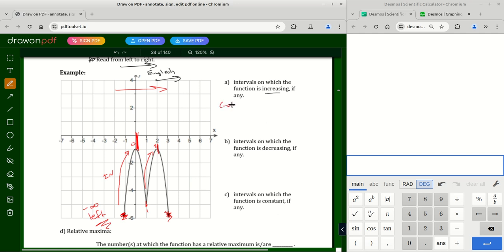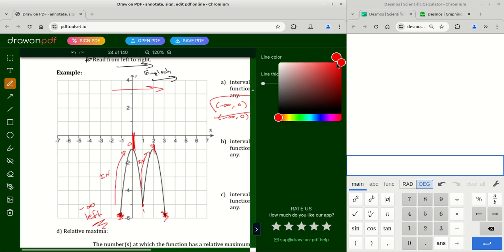So where is it increasing? Negative infinity to 0, comma 1 to 2. I don't know if they're going to want you to use a union or not. It's probably just a comma with the parentheses. But if they want to use a union, there's a special button for it. You just click it, and there you go. So either way, we got those two places where it's increasing. Again, left to right, reading it like English.